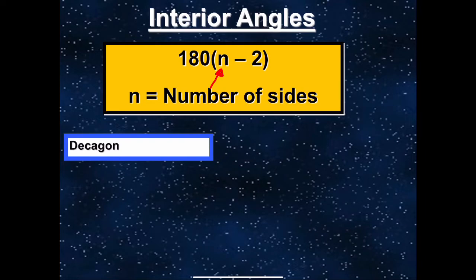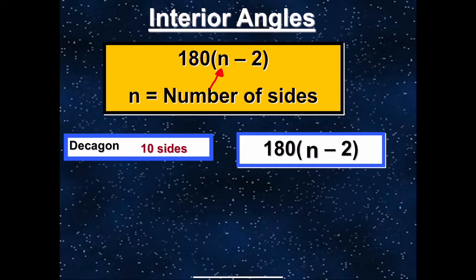All right, so a decagon. Well, what's a decagon? A decagon has 10 sides. So now we're going to start out with that formula right there, 180 times n minus 2. And then from there, what you want to do is put in a number for n. Now, n is the number of sides, so we're going to put a 10 in its place.